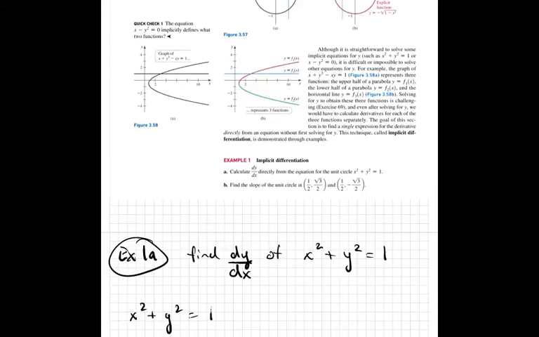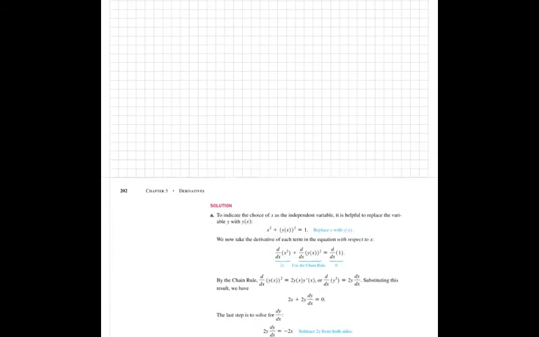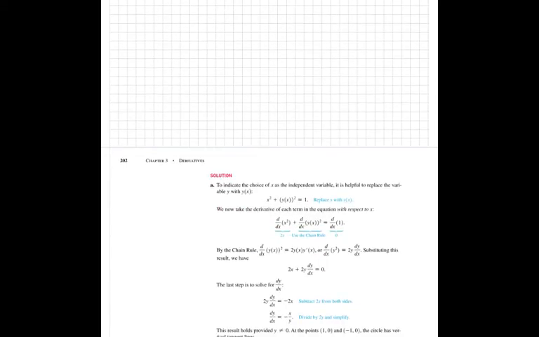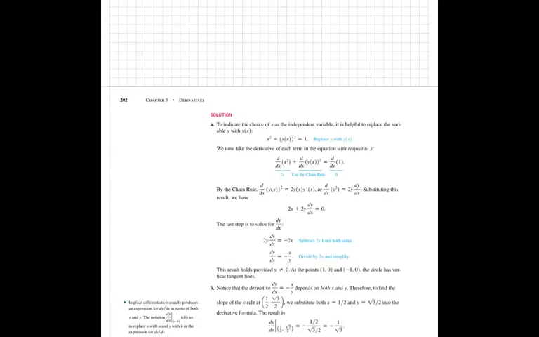I don't know why I'm feeling like this is wrong, but I think it's right. Let me look at it again. Chain rule, that's fine. That's 0. That's fine. Negative x over y, provided that y is not 0. At this point the circle has vertical tangent lines. That's fine. I don't know why I get this feeling it should be different.